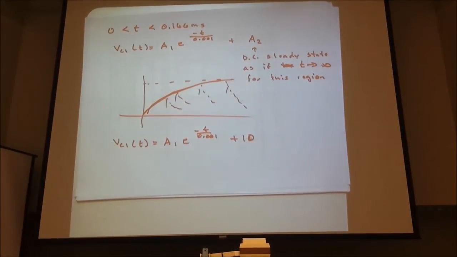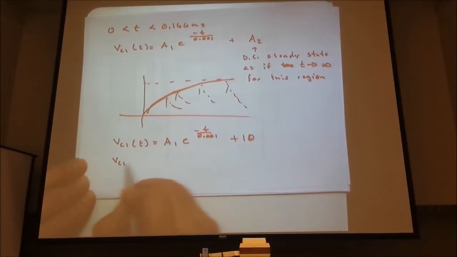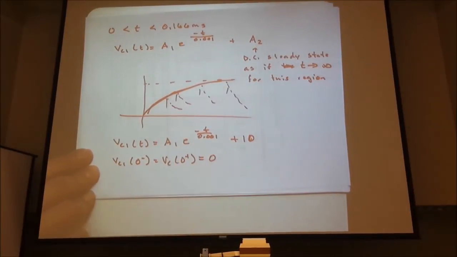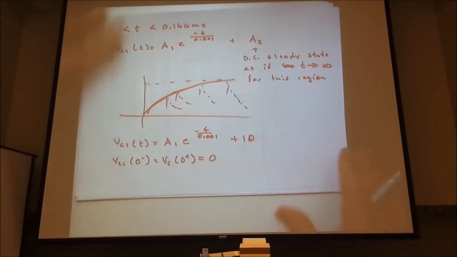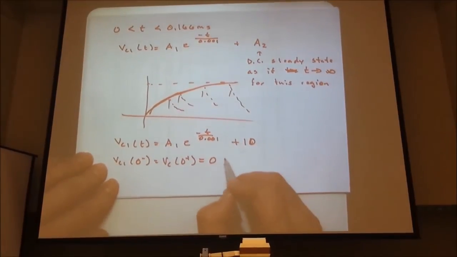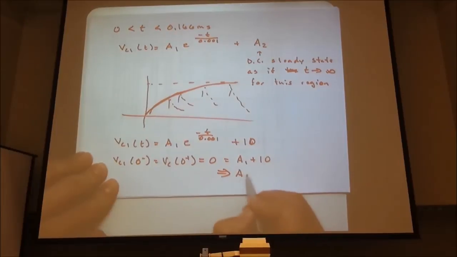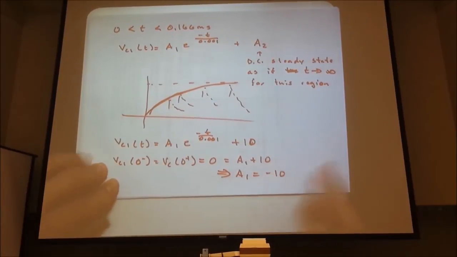That's as t goes to infinity. First term vanishes. We know what that expression is. That's 10. And we can enforce initial conditions. VC(0 minus) equals VC(0 plus). We've done this already. We know we had 0 initial conditions. And so that's A1 plus 10, which implies A1 equals minus 10.